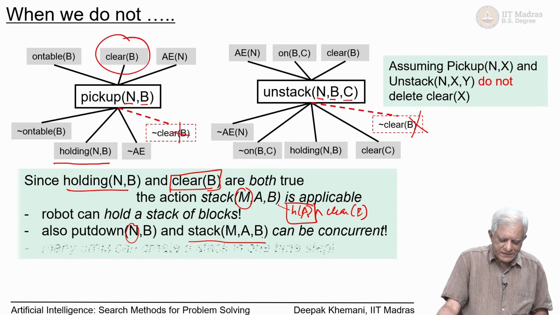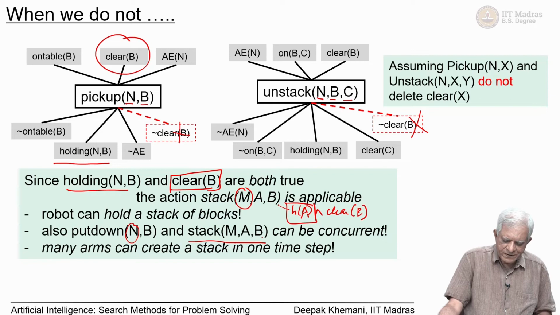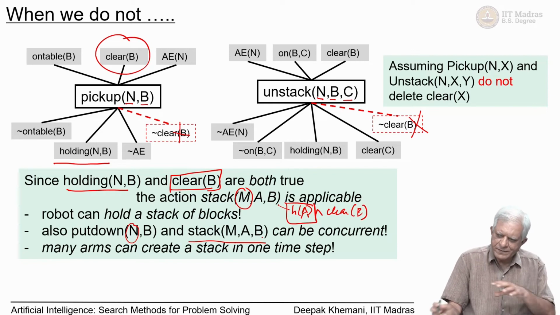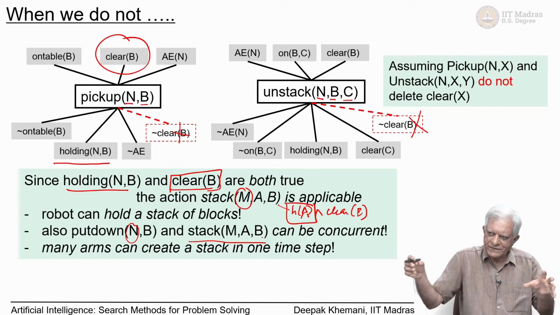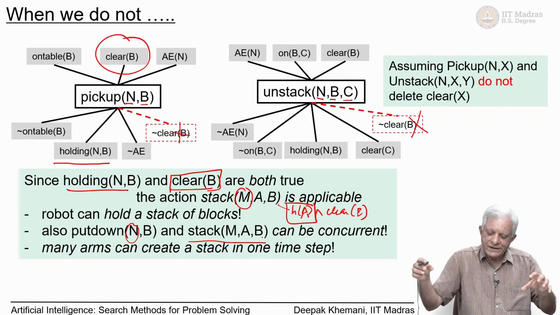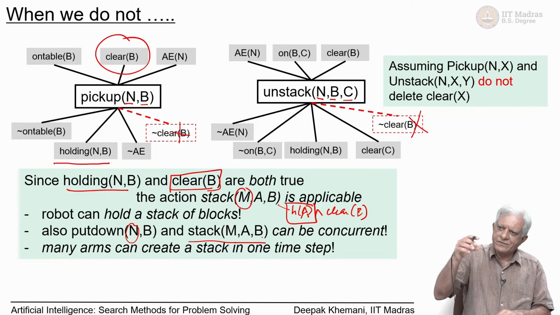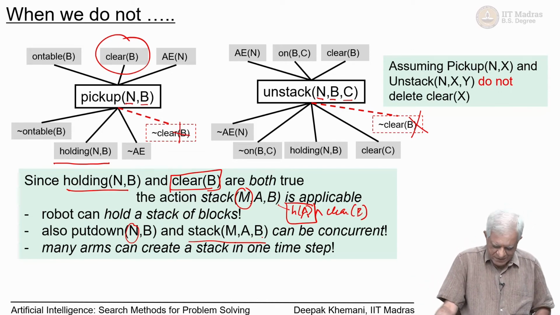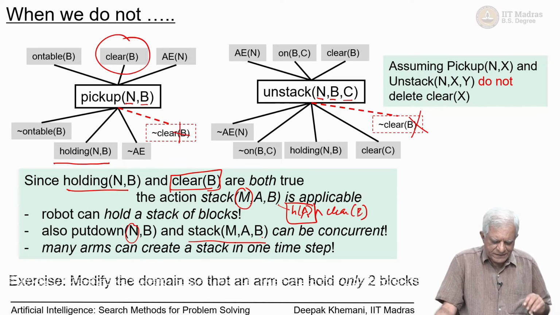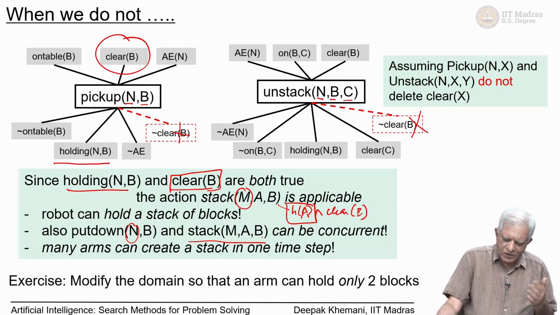As a small exercise, you can see that if there were many arms, supposing there were 5 arms and they were holding 5 blocks, in one time step they could construct a tower of 5 blocks essentially, because of the way this has been defined. So, as a small exercise, modify the domain so that you can only hold 2 blocks at a time.